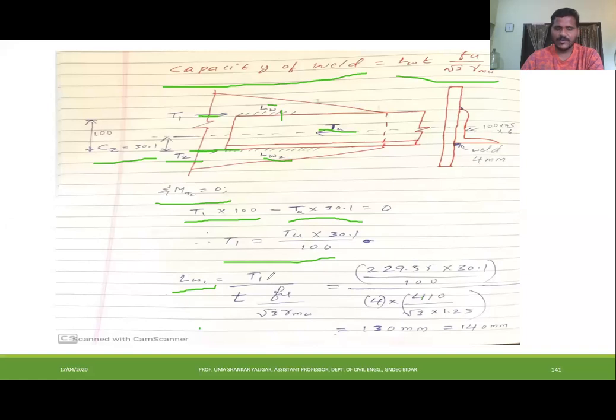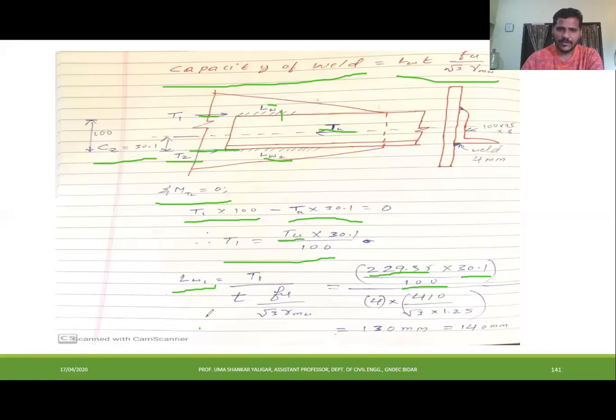Already, in the previous problem, out of those three failures, you got the lowest value as 229.55 kilonewton. That is your Tu, which you got from the previous three failures. So, 229.55 into 30.1 divided by 100.